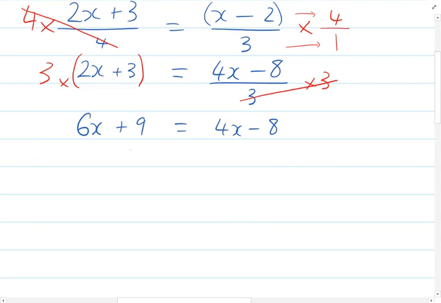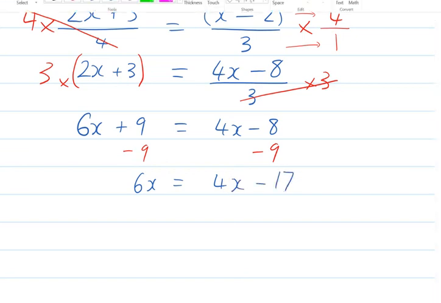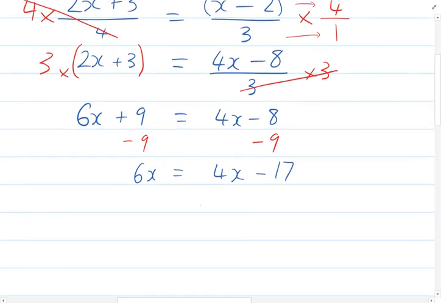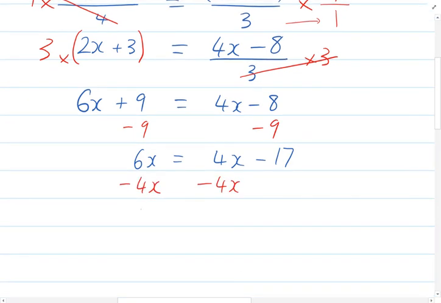So we'll start by subtracting 9 from both sides, and so that leaves us with 6x equals 4x minus 17, and then we'll subtract 4x from both sides, so minus 4x minus 4x, and then we have 2x equals negative 17, and then we'll divide both sides by 2, and so x equals negative 8.5, or negative 8.5, doesn't matter how you write that.